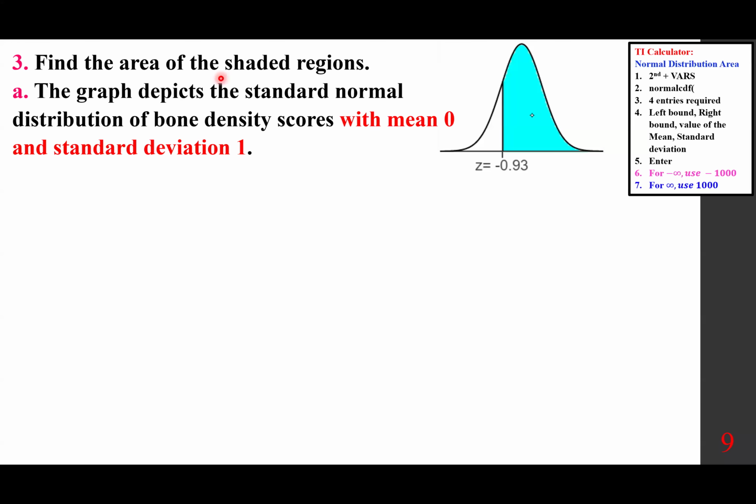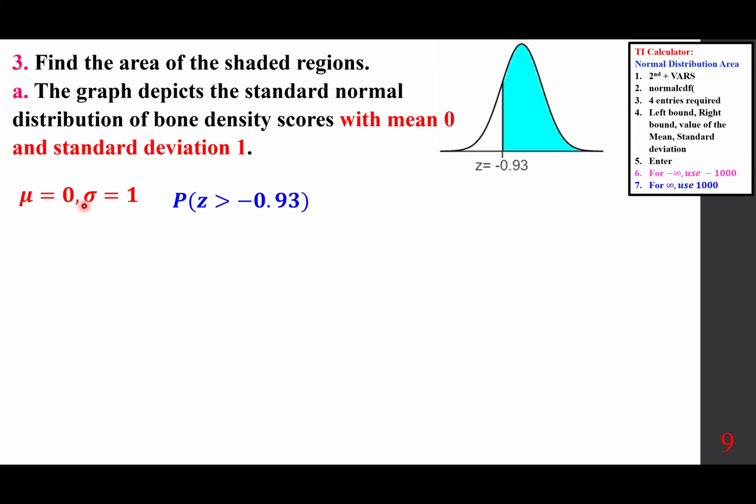Find the area of the shaded region. The graph depicts the standard normal distribution of bone density scores with mean 0 and standard deviation of 1. So we want the probability of z larger than negative 0.93, where we are dealing with SND, standard normal distribution. So mu is 0, sigma is 1. That's the first thing. Remember, it's an application. You want to read and write the given symbolically. Probability of z larger than negative 0.93.